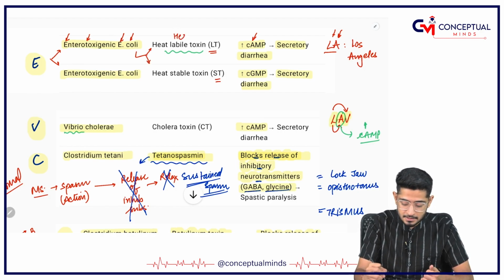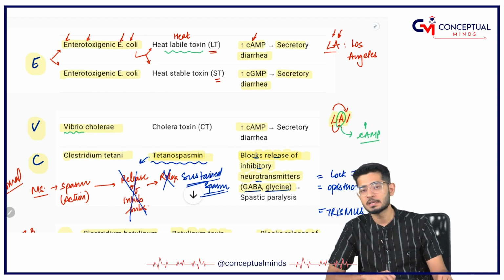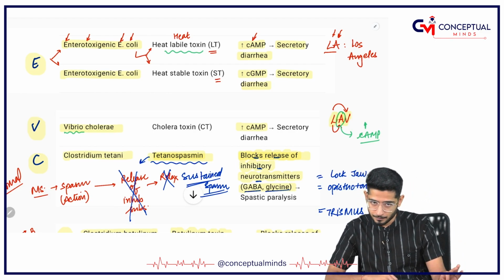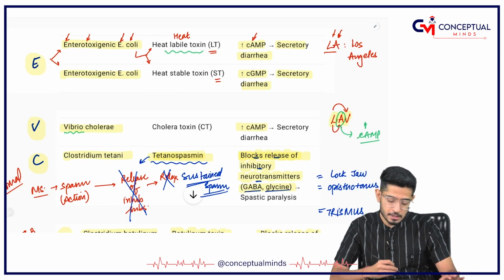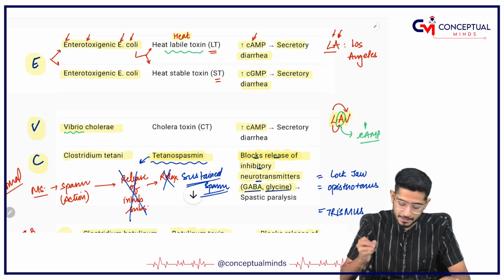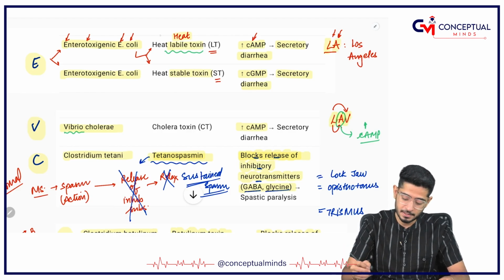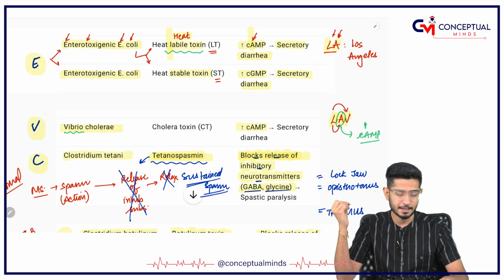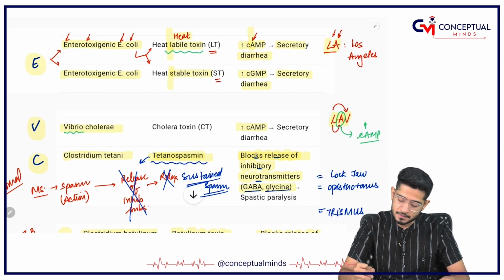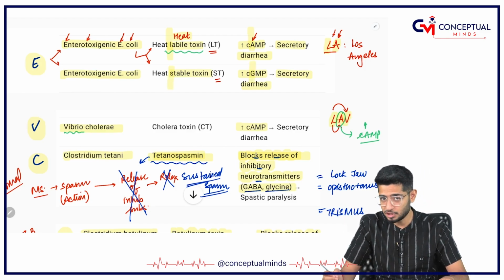Labile means it is heat-labile. So one toxin is sensitive to the heat, so it is going to get damaged on exposure to heat. So this is called heat-labile toxin. Other is called heat-stable toxin. Remember the mnemonic Los Angeles. That means the labile toxin is going to act by cyclic AMP, whereas stable toxin is going to act by cyclic GMP.